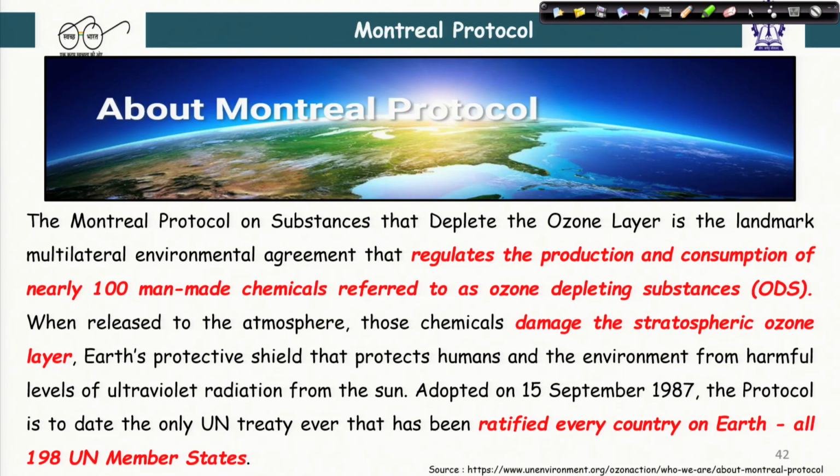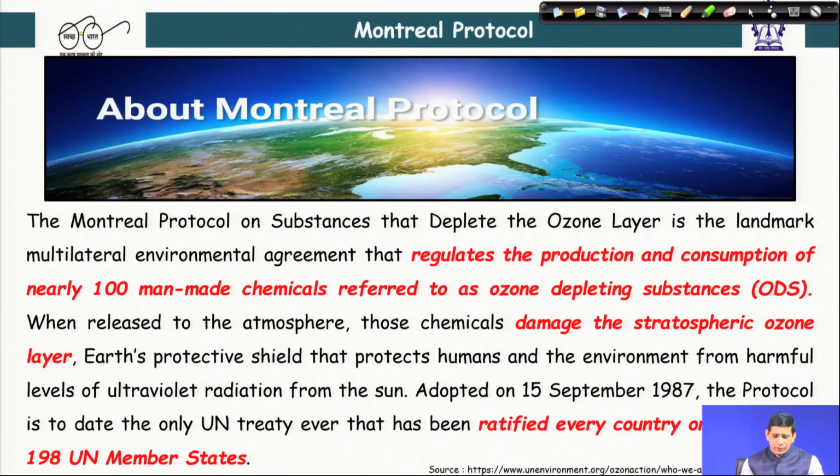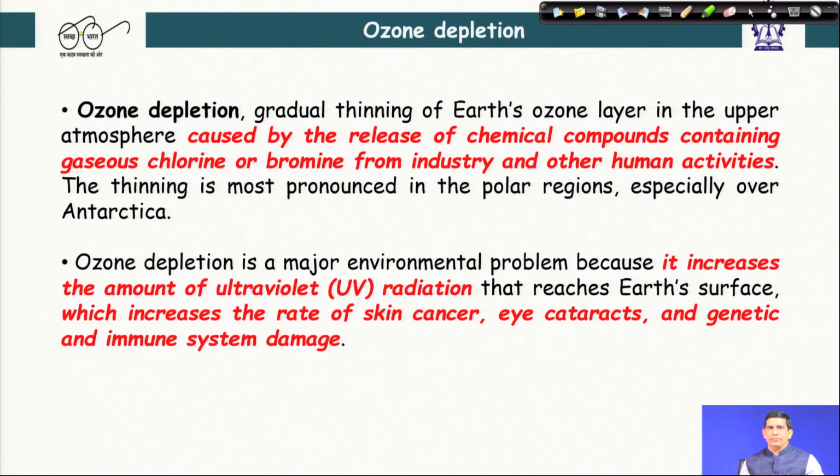So, the Earth's protective shield. If you look at the Earth, on top of Earth we have a protective shield here. That ozone layer in the protective shield is getting damaged because of these 100 chemicals. So, the Montreal Protocol suggests that we try to control the release of these 100 chemicals. That is what it is all about. It was adopted on 15 September 1987, and the protocol is to date the only UN treaty ratified by every country on earth, all 198 UN member states. You can think about that, it is the only one ratified by all these countries.